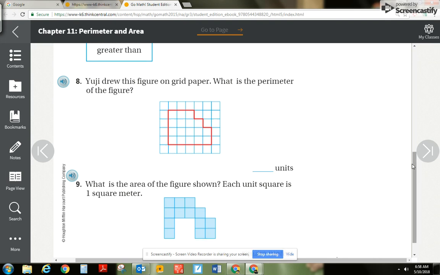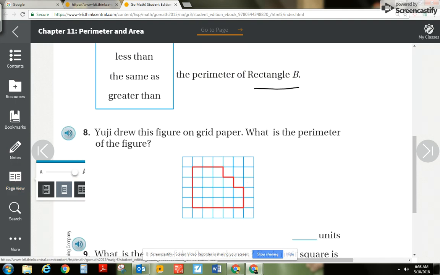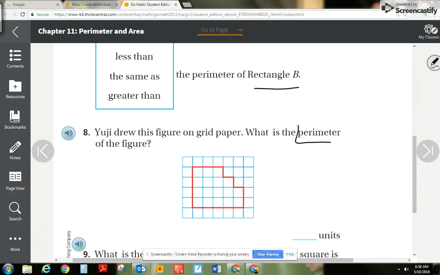Number 8. Yoji drew this figure on grid paper. What is the perimeter space around this figure? So I'm going to zoom in a little bit because my eyes are getting old. So perimeter, space around. All right, I got that. Let's start here, and I'm going to go 1, 2, 3, 4, 5, 6, 7, 8, 9, 10, 11, 12, 13, 14, 15, 16, 17, 18 units.